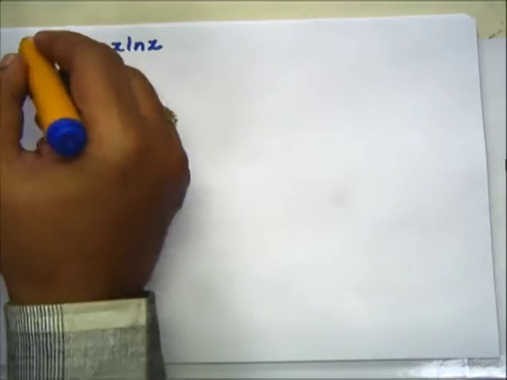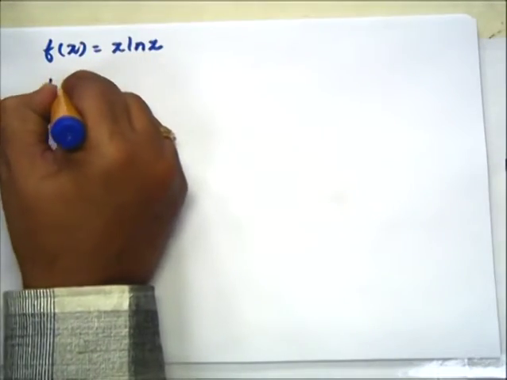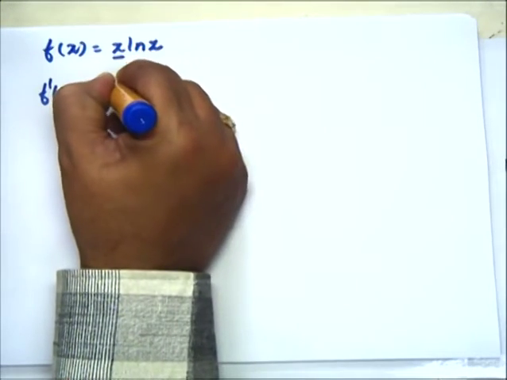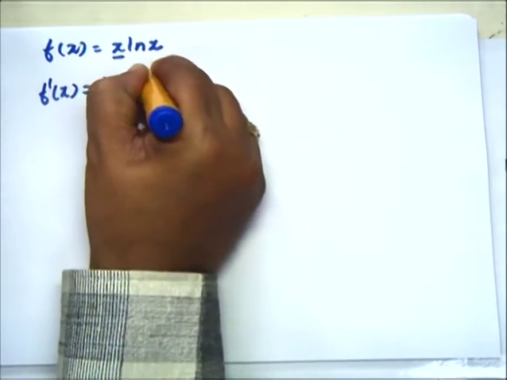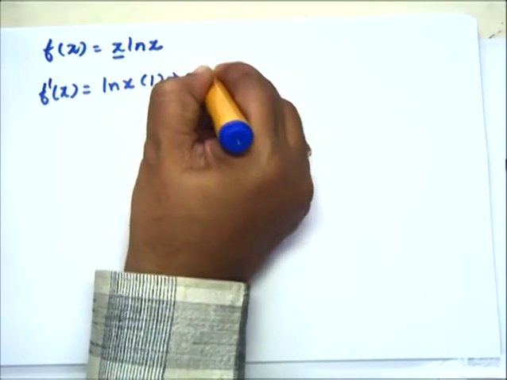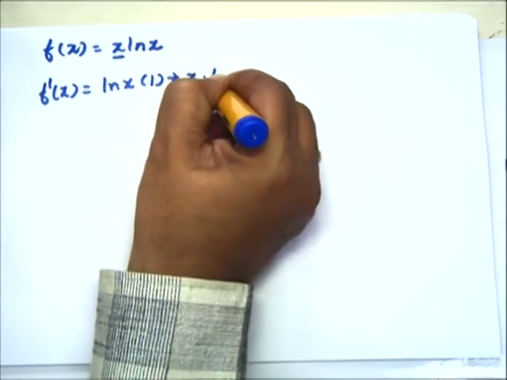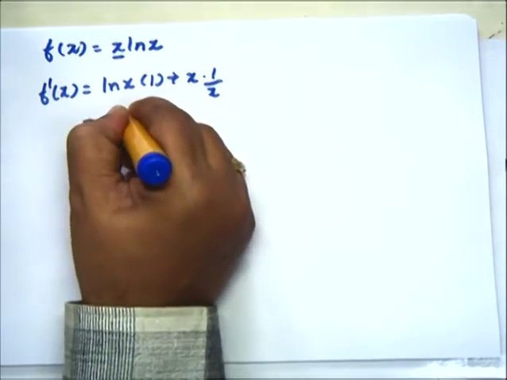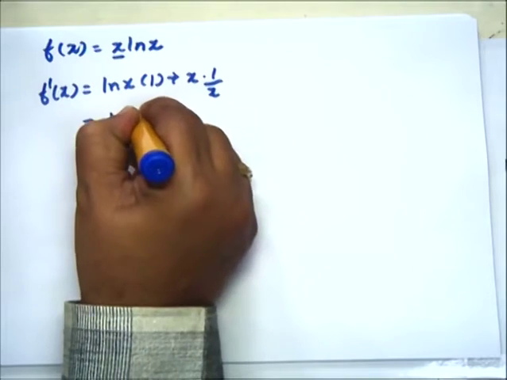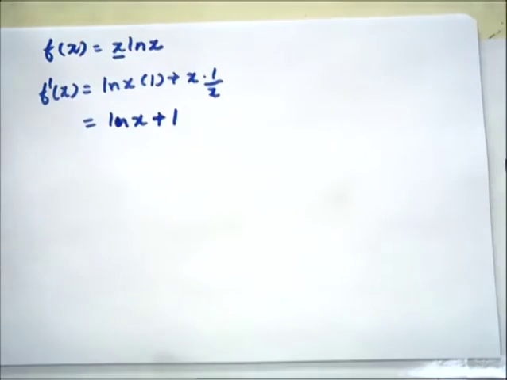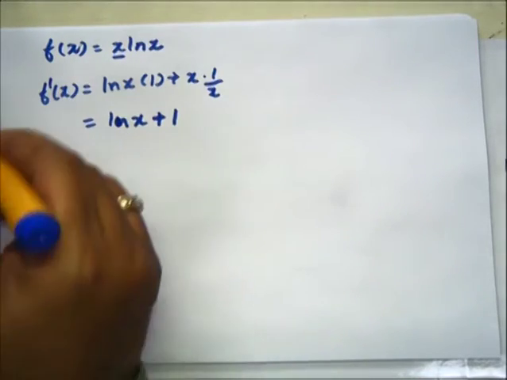So f dash x is equal to derivative of x is 1, at that time log x remains as it is, plus log x remains as it is into derivative of log x, which is 1 by x. So it is log x plus 1. So this is f dash x.